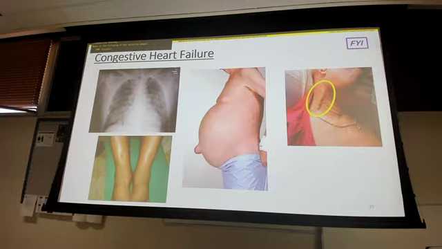Here's a picture of that JVD over here on the right-hand side. Got the ascites here in the middle, pulmonary edema with the chest x-ray, and then lower extremity edema down there.